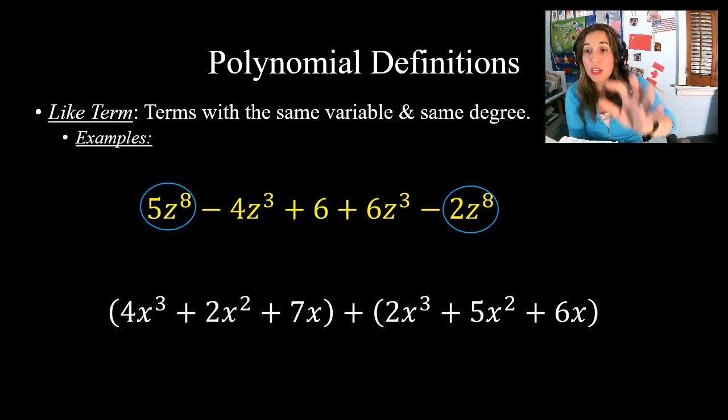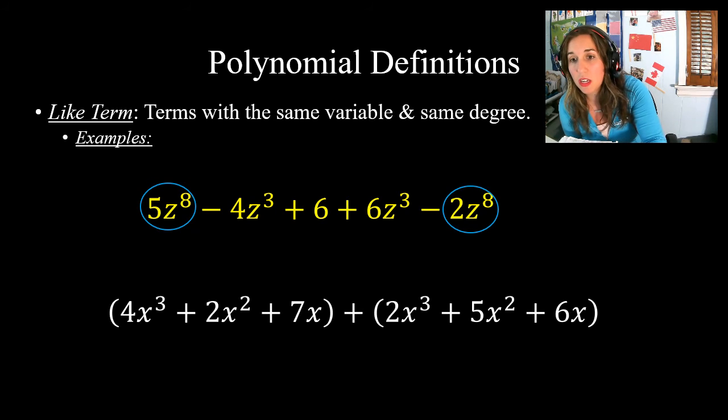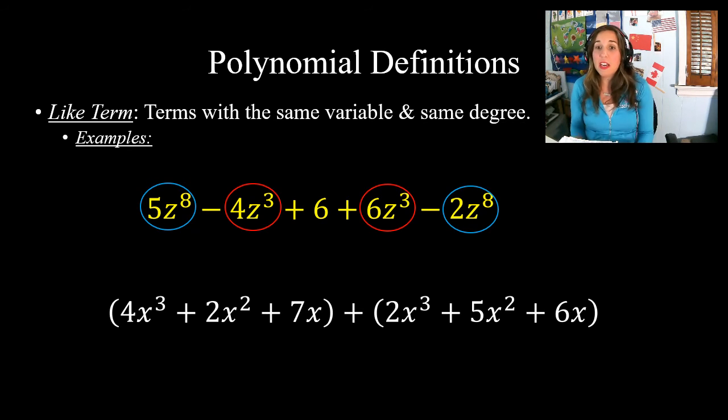If we look at these 2 terms here, 5z to the 8th and 2z to the 8th, they have the same variable, z, and those variables have the same degree, 8. They're both being raised to the 8th power. Those are like terms. And there's actually another set. Do you see it? Here they are. Negative 4z cubed and 6z to the 3rd, okay? They have the same variable, z, and those variables have the same degree, 3. They're both being cubed. So in that example, we have 2 sets of like terms.